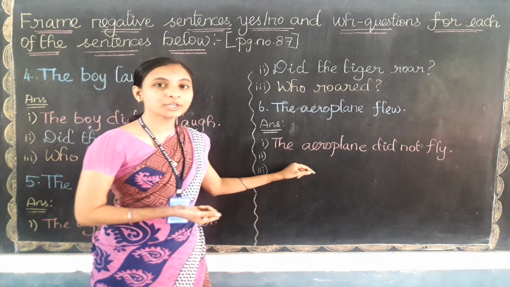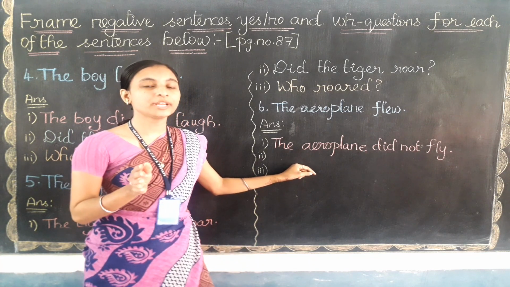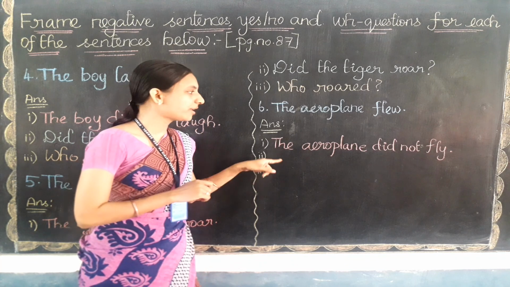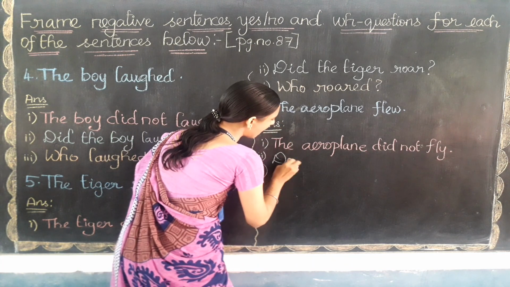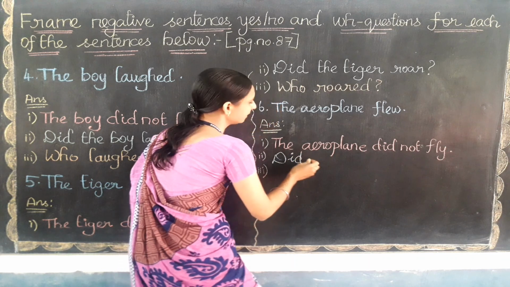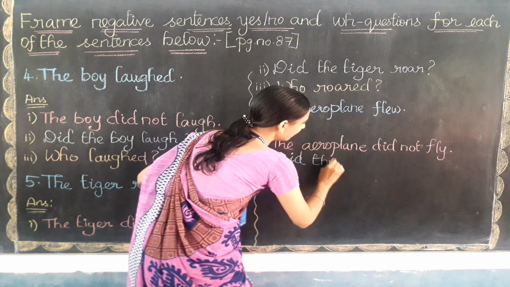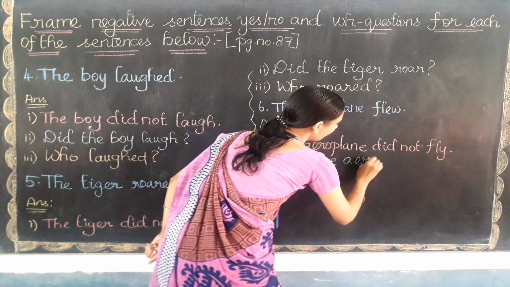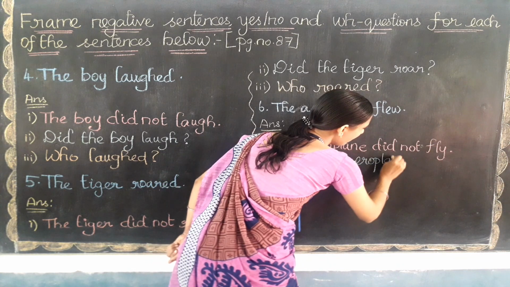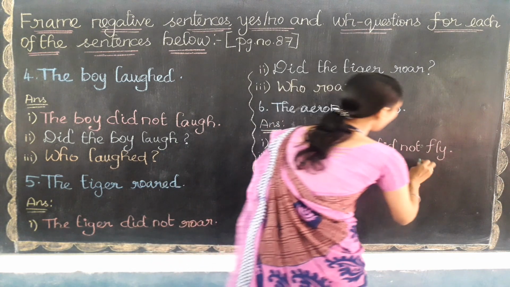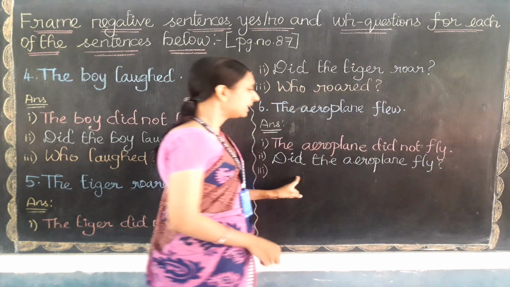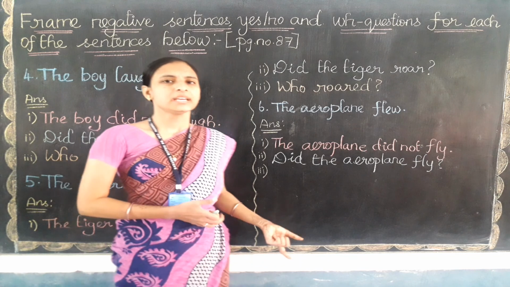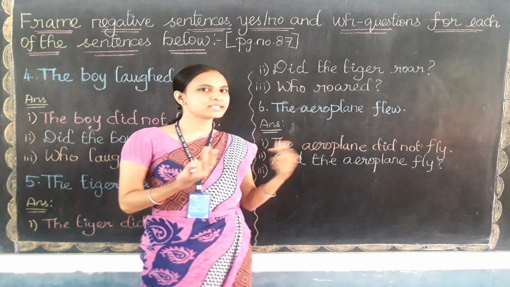Okay. What next we need to find? Yes, we need to frame a yes or no question. For a yes or no question, I need to write did only first, and then the subject. That is the aeroplane. Did the aeroplane, and then the base form, that is fly, and it should end with a question mark. Did the aeroplane fly? Aeroplane parandacha. That is the meaning.